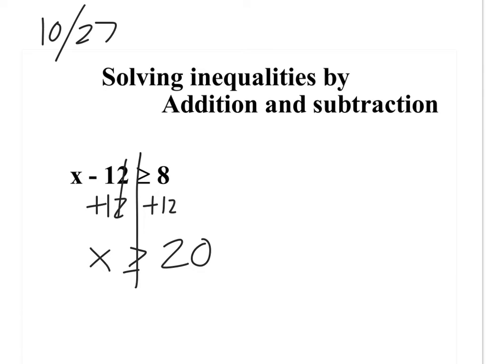And we can check. You can always check your answer. Plug in 20. 20 minus 12 is 8. Is 8 greater than or equal to 8? Yes. So it's a true statement. Plug in a number bigger than 20, 25. 25 minus 12 is greater than 8, right? So you must have done it right.